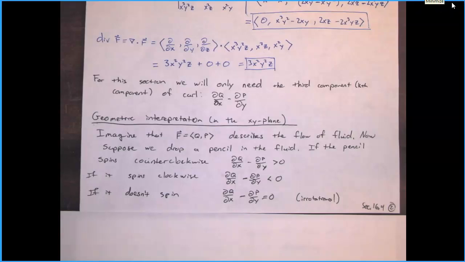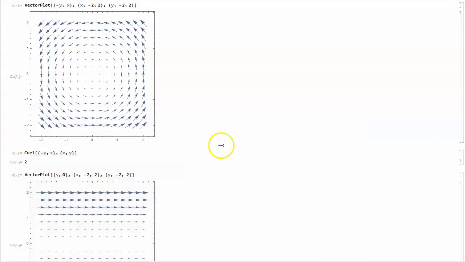If we look at a couple of examples of vector fields I have plotted here, here's the vector field negative y, x, and you can see it's creating this kind of vortex. If I were to drop a pencil into this, if this described fluid flow, this pencil is going to spin counterclockwise. And I've taken the curl here, and indeed the curl is 2, so it's positive.